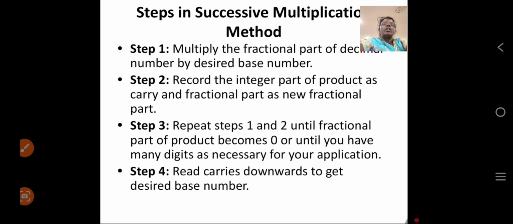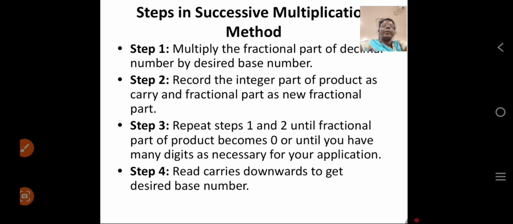So that is the first step: multiply the fractional part with the desired base number. Then the second step, record the integer part. When we multiply, we will have the product. In that product we record the integer part separately as a carry, and the fractional part is taken as a new fractional part. That fractional part should be multiplied again, and in the new product we record the carry separately.